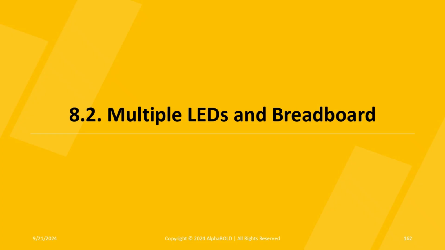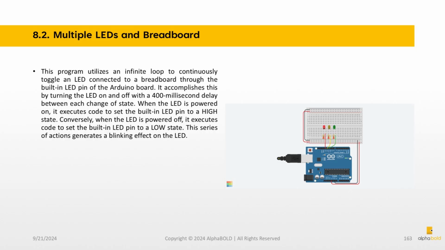Multiple LEDs and breadboard. This program uses a forever loop to repeatedly turn the LED on the breadboard, through the built-in LED pin of the Arduino, on and off with a delay of 400 milliseconds between each state change.